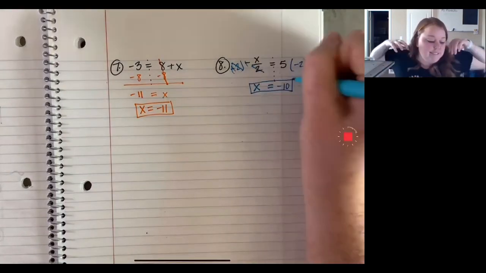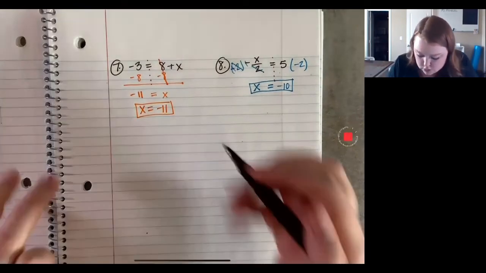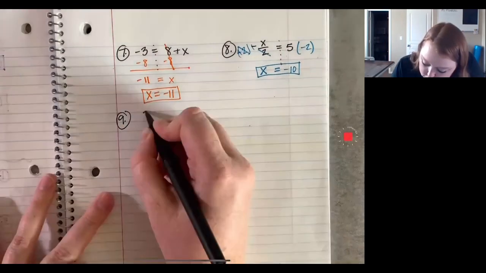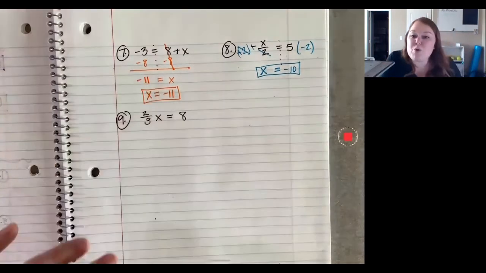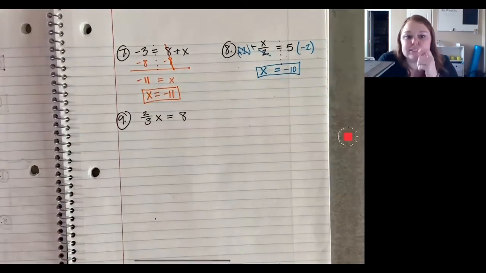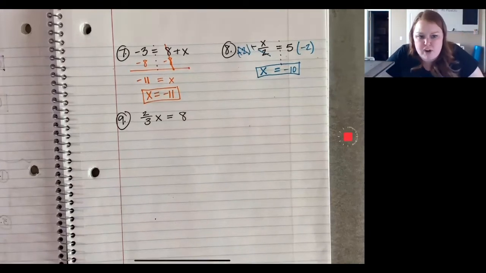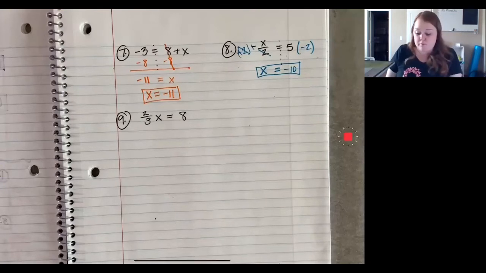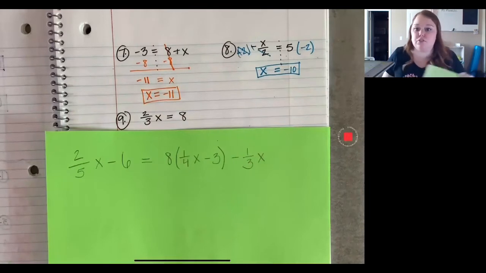Okay, now let's kick it up a notch. Here is number 9: 2/3 x equals 8. Ooh, fractions. I know some of you see fractions and are just like, I can't, I'm done. Here's the thing. Fractions aren't my favorite, but I know how to get rid of them. It's true. You can get rid of fractions. This gross problem that I keep referring to, that's what we'll be doing in a few weeks, is canceling out fractions. It's such a beautiful thing.